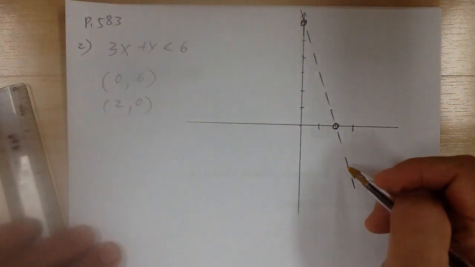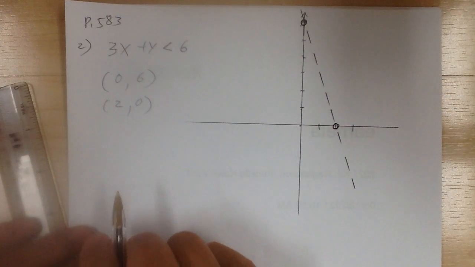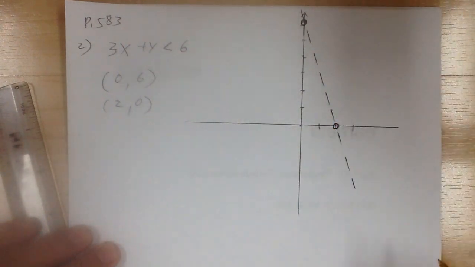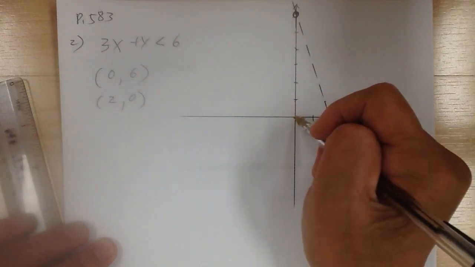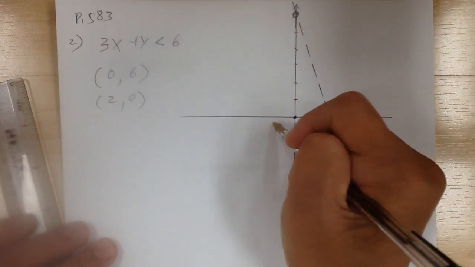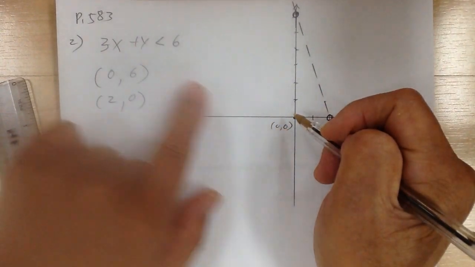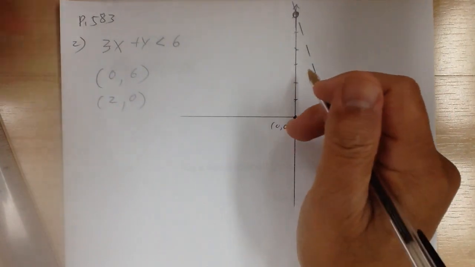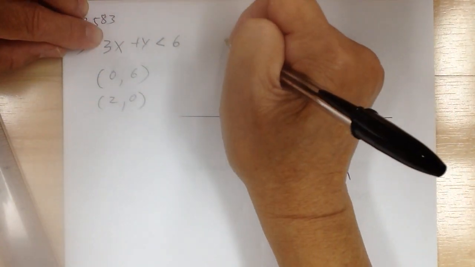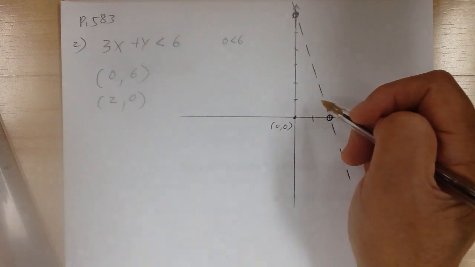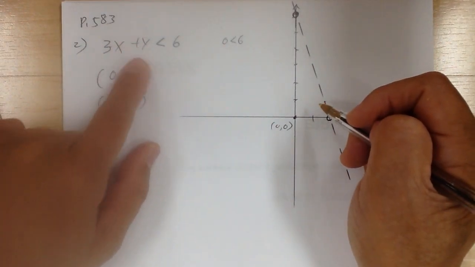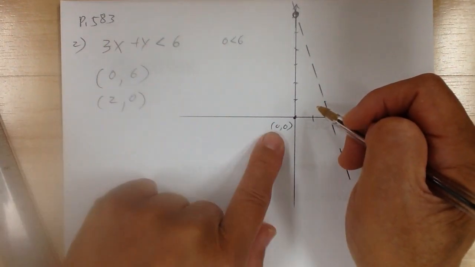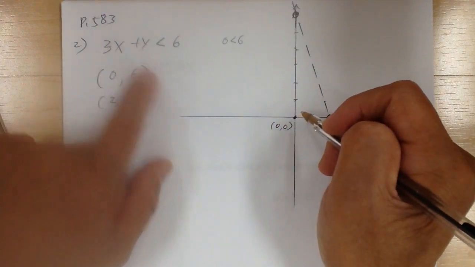Then after that, you have to do the shading. Again, you choose any point that is not on the line. I'm going to choose this point over here, the 0, 0. If you put 0, 0 in here, you're going to get 0 is less than 6. You substitute this in, and this side is all going to get 0. That's why you want to choose 0, 0, because it's easy to evaluate.